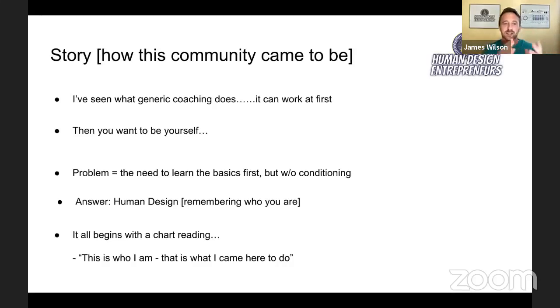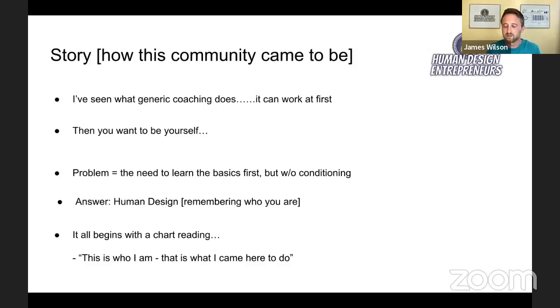A brief story on how this community came to be in the first place is I personally had gone through a lot of generic coaching, which was great. It worked at first, and it still works to this day, but only after I reverse engineered a lot of it, because like many of you here, right now, you might just have a burning desire to be yourself and feel limited and stifled by having to do things a certain way.